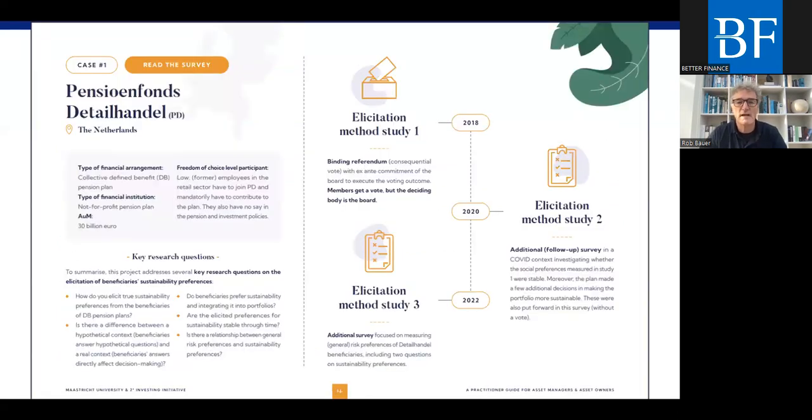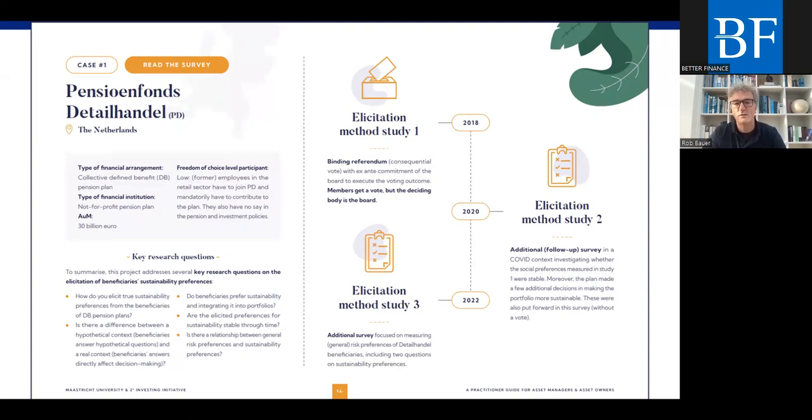So let me go to the first example, Pensioenfonds Detailhandel. This is a screenshot from the replication kit. So we did a study there in 2018, a study in 2020, and then also in 2022, we did some additional work. The first study was essentially a binding referendum with a consequential vote. And this is really important. You ask a question and there's a consequence to the answer you give as a group. And we know from the survey literature that you then will be more likely to elicit the real preferences of people because there's a consequence.